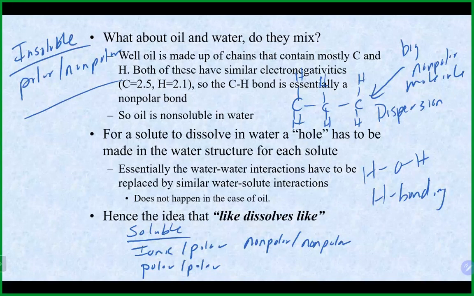So that's a really quick way to make a prediction about solubility: okay, this guy's polar and this guy's polar, they probably should mix. If this guy's polar and this one's non-polar, they probably won't mix. So it's a really easy way to figure out whether these things should be soluble in each other. Any questions on that?